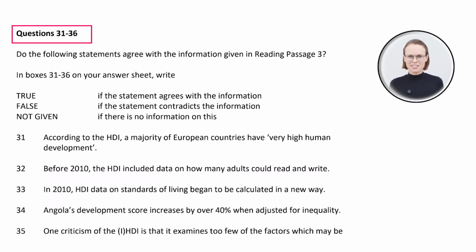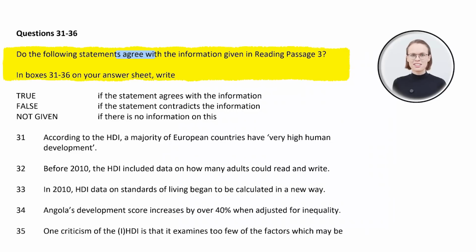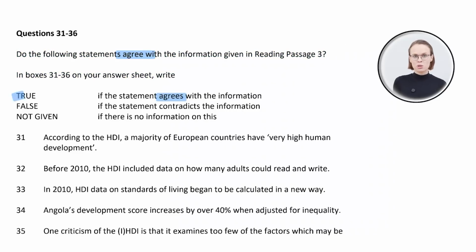Now, let's continue solving this test. We continue with questions 31 to 36. Do the following statements agree with the information given in the reading passage 3? In boxes 31 to 36 on your answer sheet, write true if the statement agrees with the information, false if the statement contradicts the information, and not given if there is no information on this.